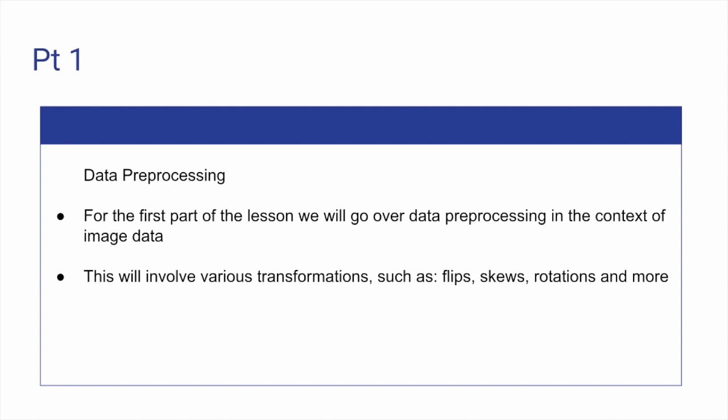So in the first part, we're going to detail some data preprocessing, and this will, of course, be in the context of image data, and it's going to involve various transformations, such as flips, skews, rotations, pixel-wise shifts, and some other operations that will increase the potential generalization accuracy of our models.